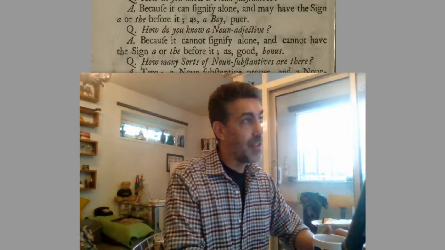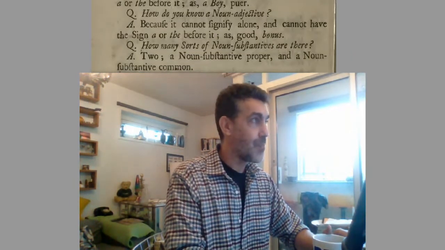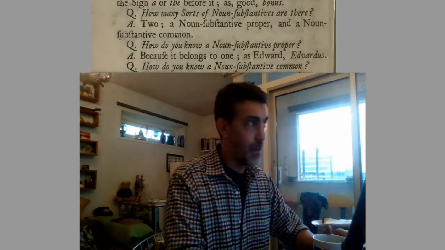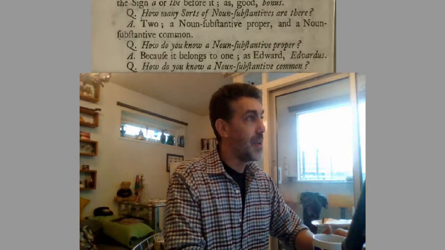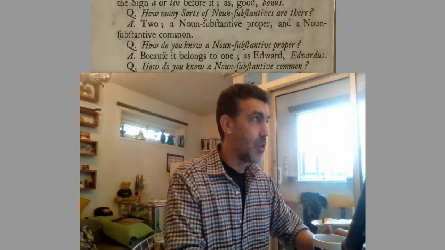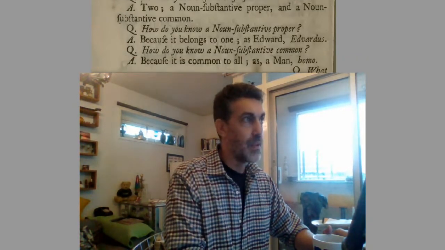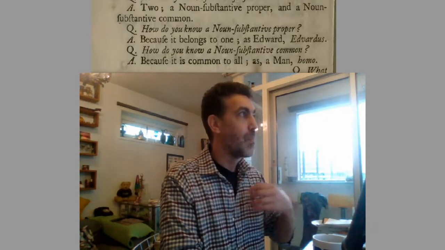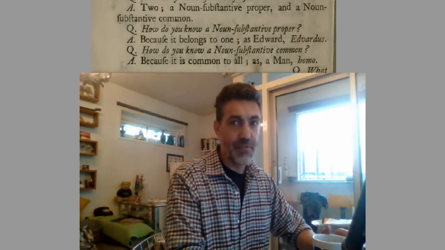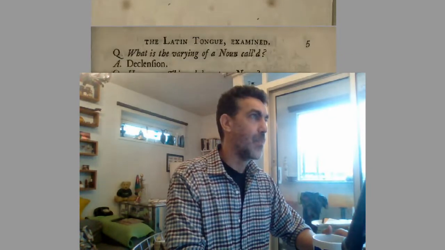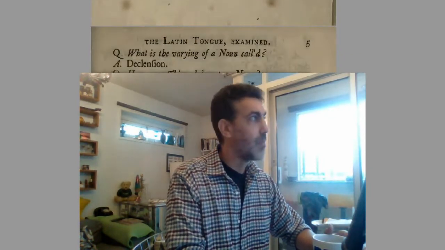How many sorts of noun substantives are there? 2. A noun substantive proper and a noun substantive common. How do you know a noun substantive proper? Because it belongs to one, as Edward, Eduardus. That's one person's name. And how do you know a noun substantive common? Because it is common to all, as a man, homo. Not specific to one, but to all.